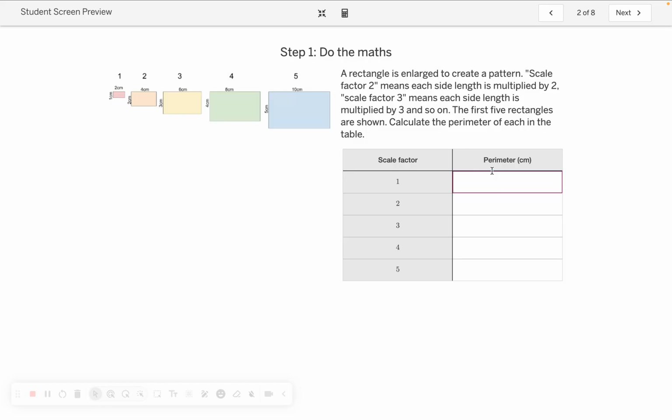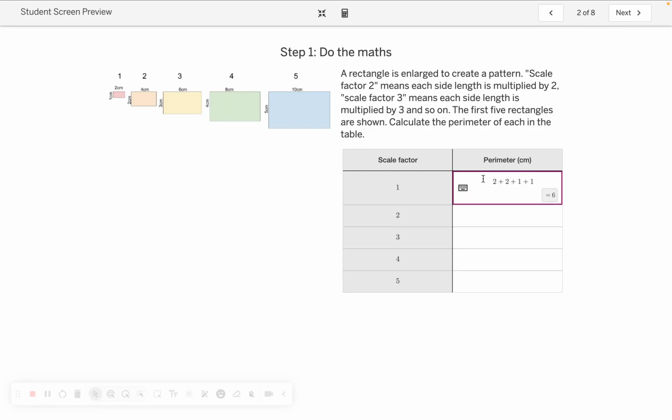Now, when I say a scale factor of 2, that means we're going to be multiplying the original rectangle, both the length and the width, by 2, or basically doubling the dimensions of the rectangle. When the scale factor is 3, we're going to triple the original length and the original width. So again, the scale factor of 1 is literally the first rectangle, which is 2 centimeters by 1 centimeter. If you add up the perimeter, we can just take 2 plus 2 plus 1 plus 1, which is basically adding the dimensions of the rectangle.